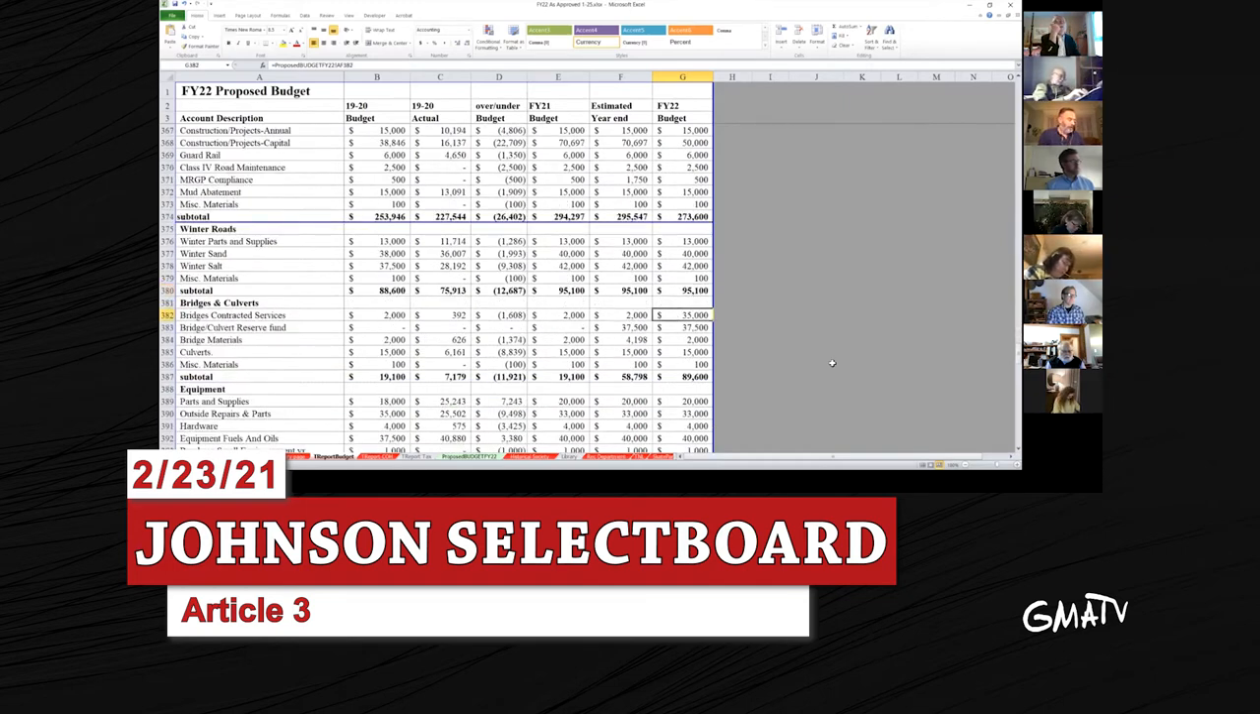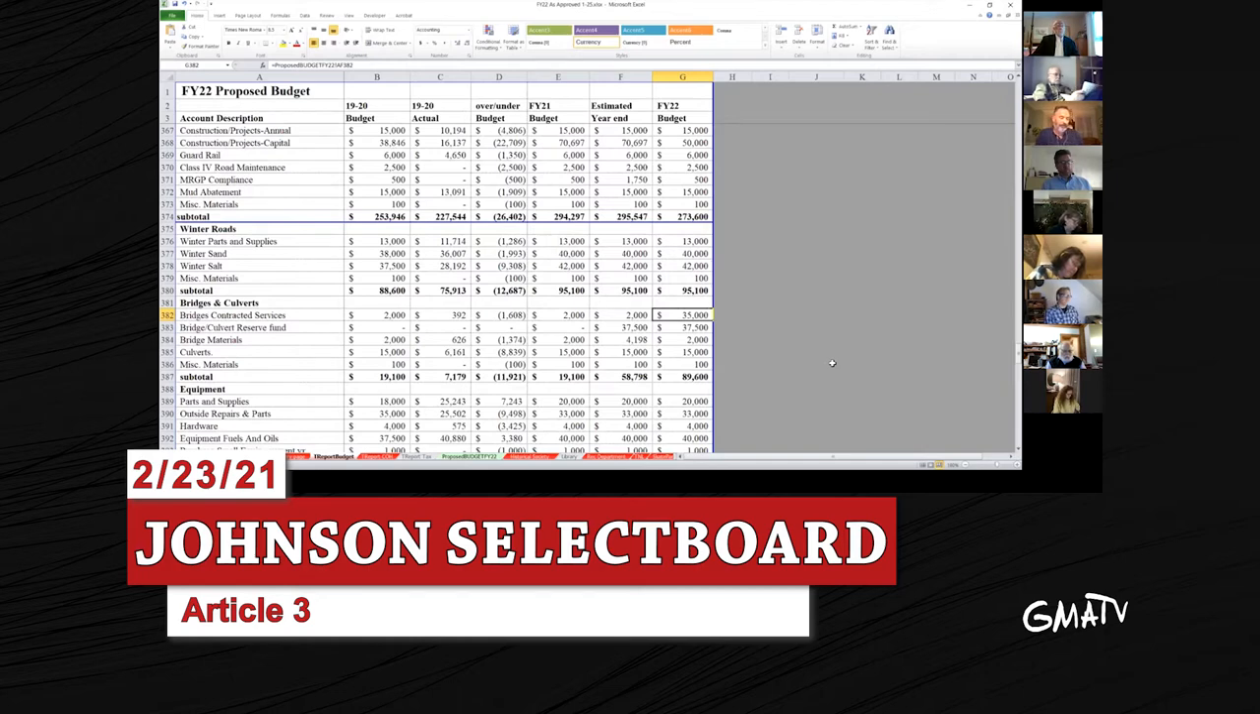Bridges, contracted services, and we have budgeted 35,000. And if you remember, that's the 35,000 that we showed coming in as revenue, and that would be going towards the Scribner Bridge. The next item, 383, Bridge Culvert Reserve Fund.